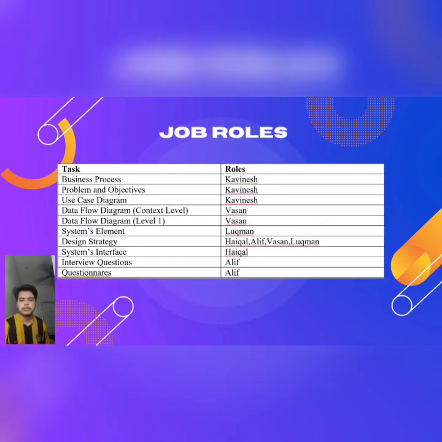So this is our job and roles. This decides who is making this and who makes the report, so that the report of the system would be successful. So that's our job and roles.